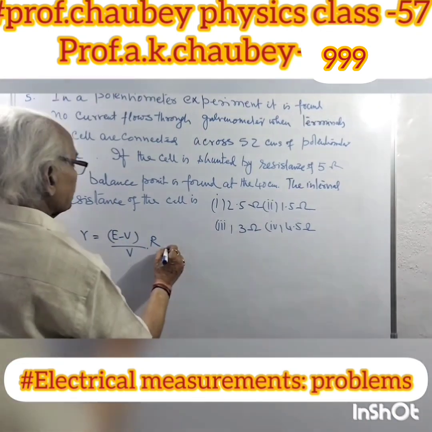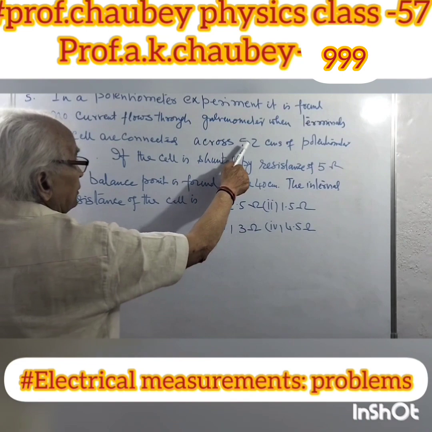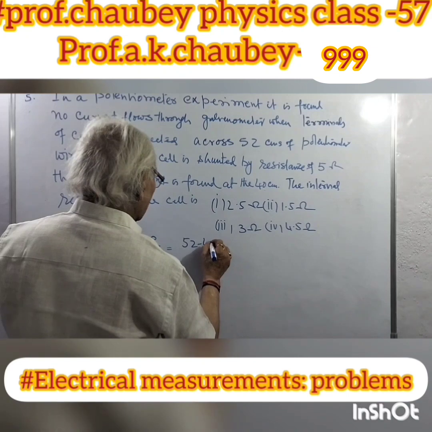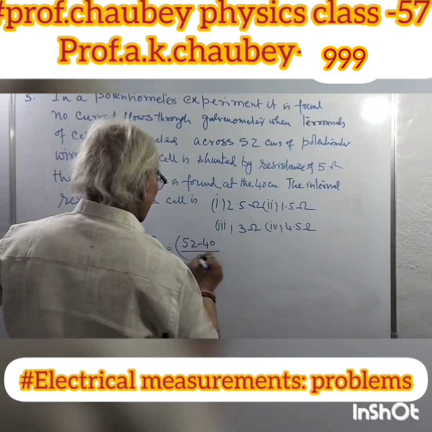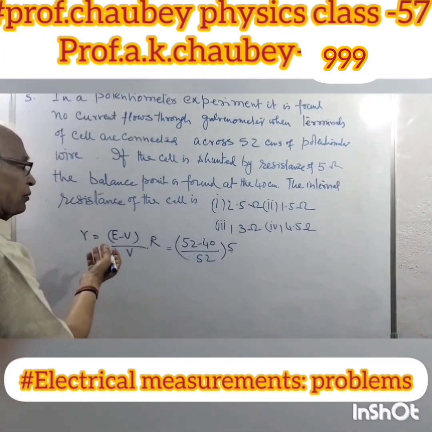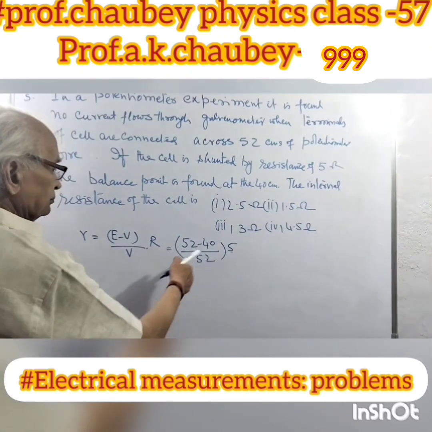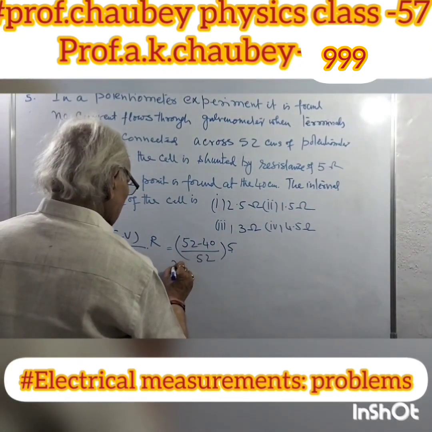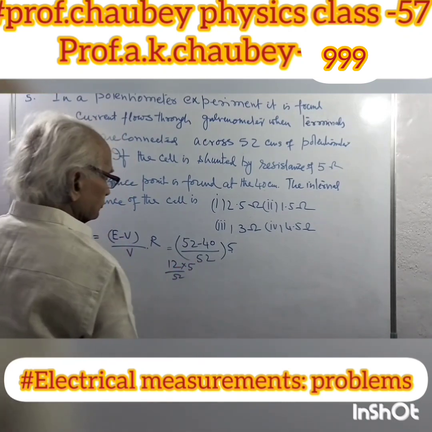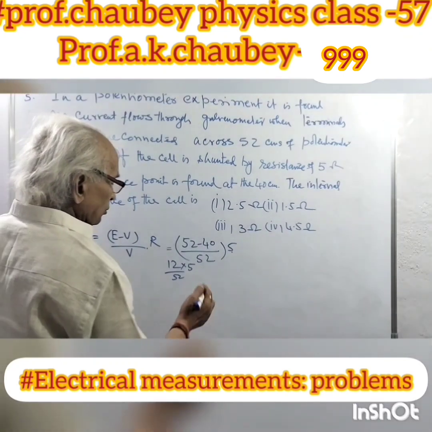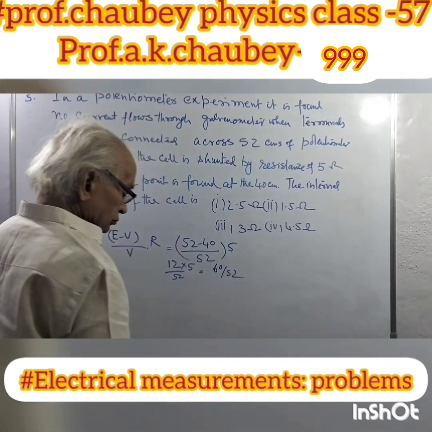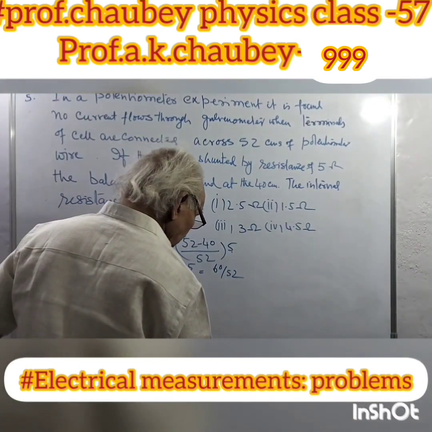So r is equal to E minus V. One is 52, other is 40. So 52 minus 40 upon 52, and shunt resistance is 5 ohm. So this is the answer of internal resistance. Find out, very easy. 12 upon 52 into 5, so that you have to calculate. 60 upon 52. So 60 upon 52 is the internal resistance.